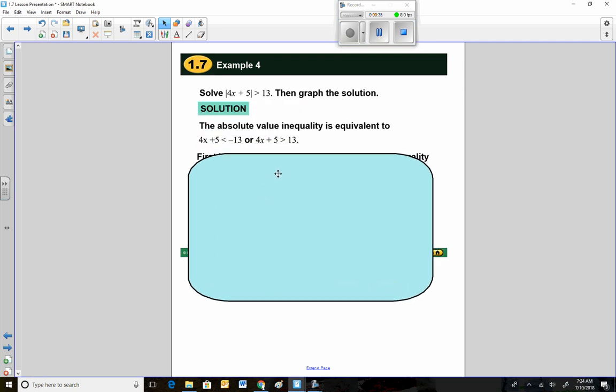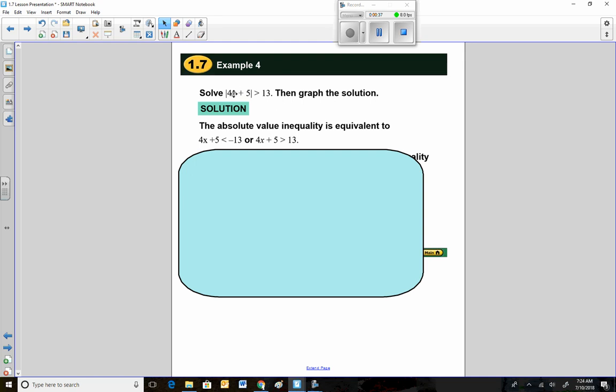We're going to write the equation without the absolute value bar, but we've changed the sign to the opposite of what it is. Right now it's a greater than sign. Let's make it a less than sign. When we change the sign, we also change the positive or negative value of this number. So since it's a positive 13, we'll change it to negative 13.